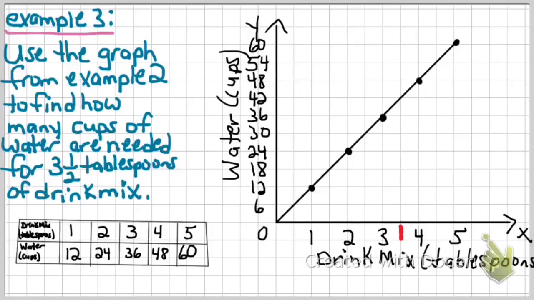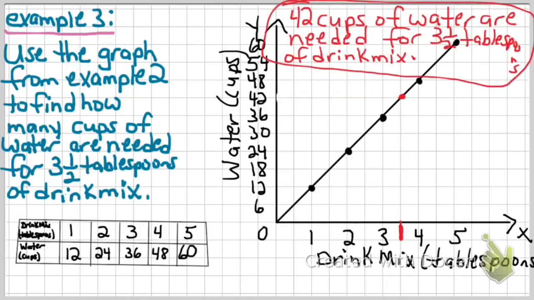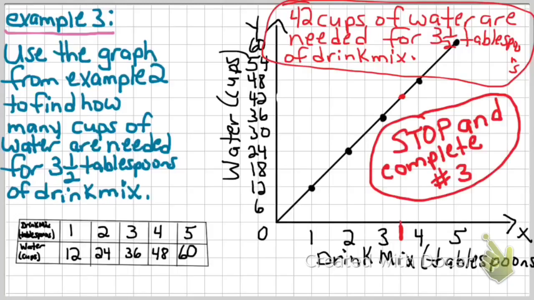So again, since you can't see my finger, I'll use my red arrow, but you wouldn't be drawing on the graph, you would be using your finger. So I'm going to follow this 3½ line all the way up to my graph. That's where I would chart my point. And if I look over with my finger to the y-axis, I see that that is on 42. So 42 cups of water are needed for 3½ tablespoons of drink mix. And that's my final answer. I was able to find it on the graph after the graph was made. Please stop the video and complete worksheet number 3 right now.